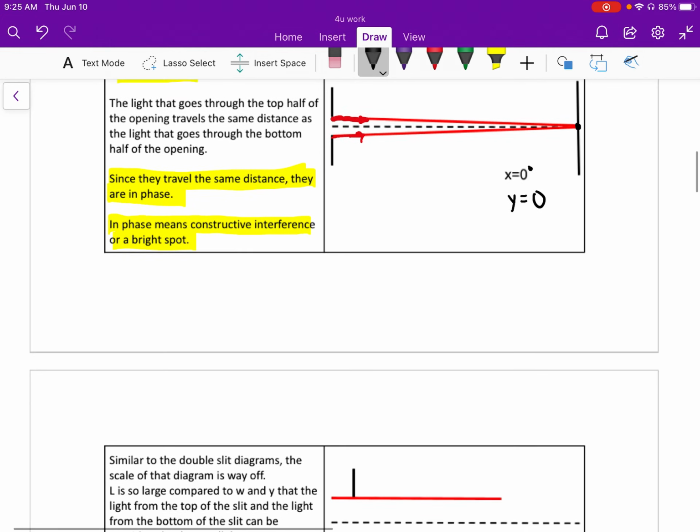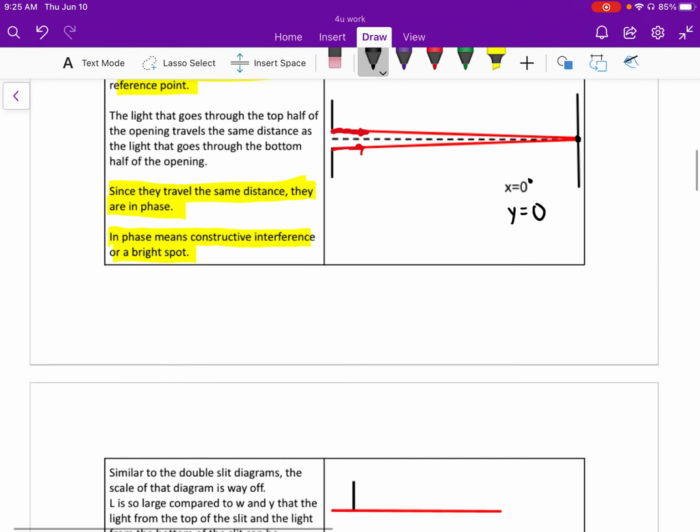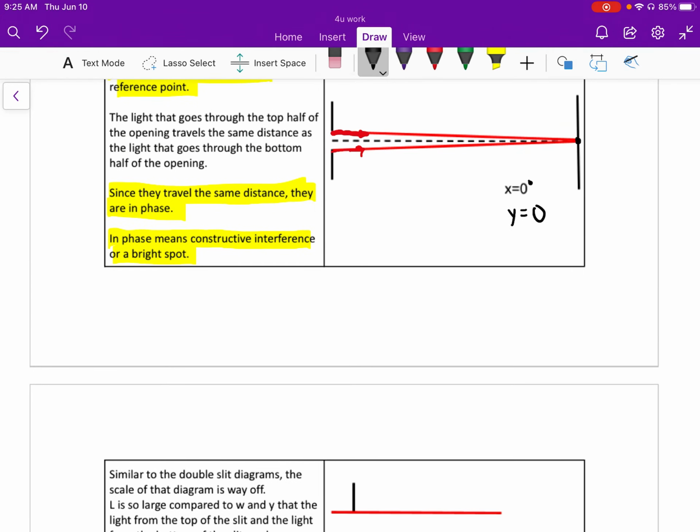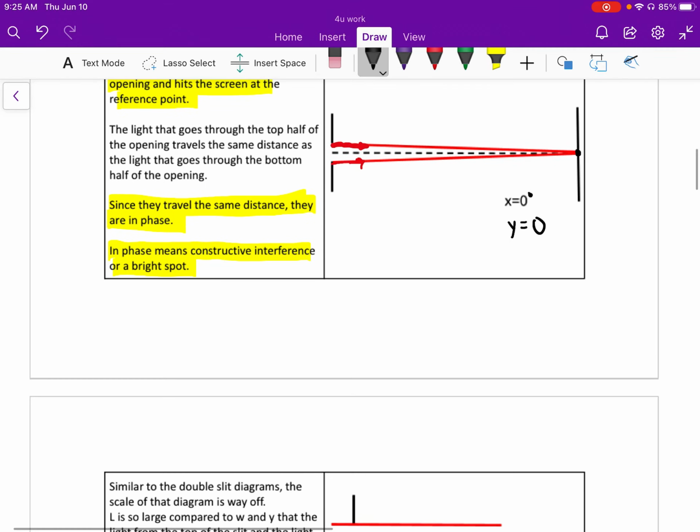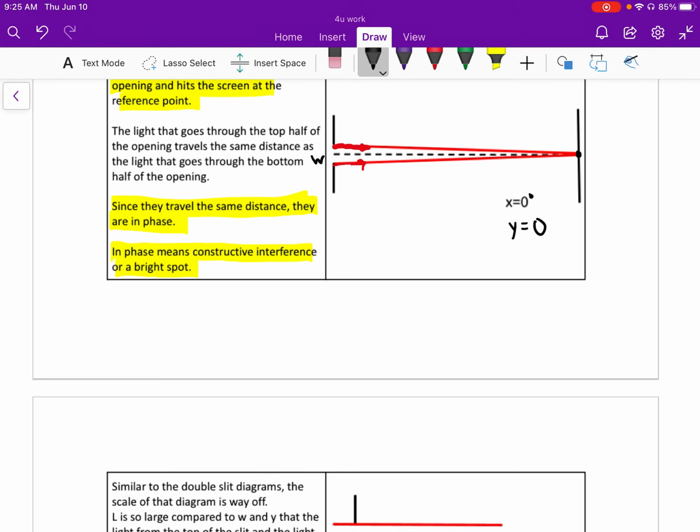That discussion wasn't wrong, but the scale was way off. So I'm not going to change the outcome, but the scale of this is way off. If I were to draw it better, remember the W, the width of the opening is going to have to be crazy small to get this effect.